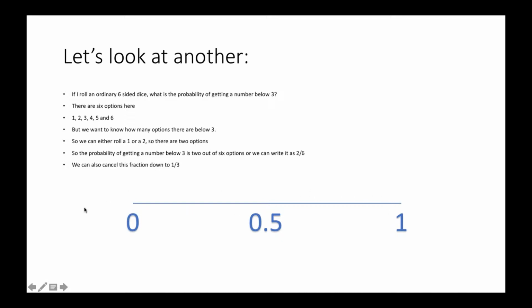Okay. Now, a third is written as 0.33 recurring. Okay. And it's kind of like a third of the way up the line. Okay. So like 1, 2, 3. Probably not the best written, but you know what I mean. Okay. So that is the probability of getting a number below 3.